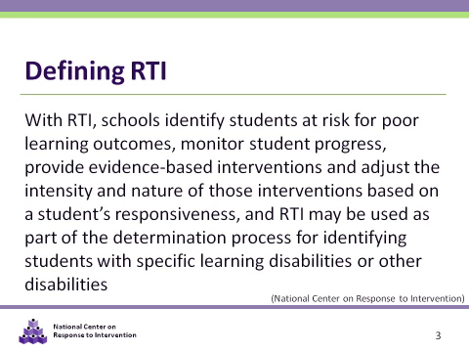The second part of the definition really highlights what are our essential components. So if you'll see this, within RTI, schools identify students at risk for poor learning outcomes. In other words, screening. So we're screening students who need additional support. The second part is monitor student progress, which is pretty self-explanatory. And the next part is provide evidence-based interventions. And that's where we look at our multi-level prevention system. And the last piece is adjust the intensity and nature of those interventions based on student responsiveness. Or, in other words, data-based decision-making. RTI may be used as part of the determination process for identifying students with specific learning disabilities or other disabilities, and that is really in accordance to your state law.